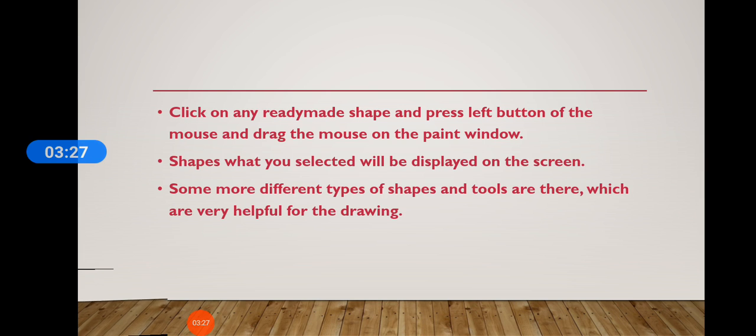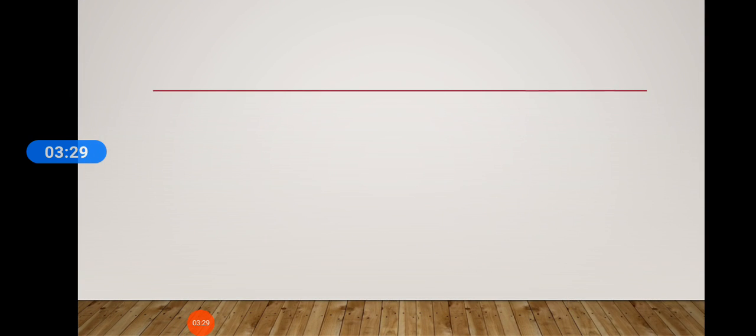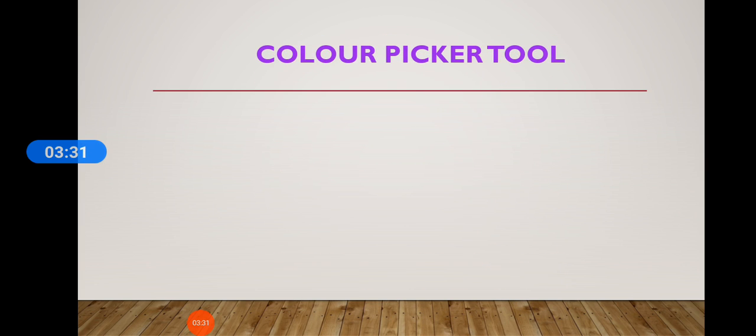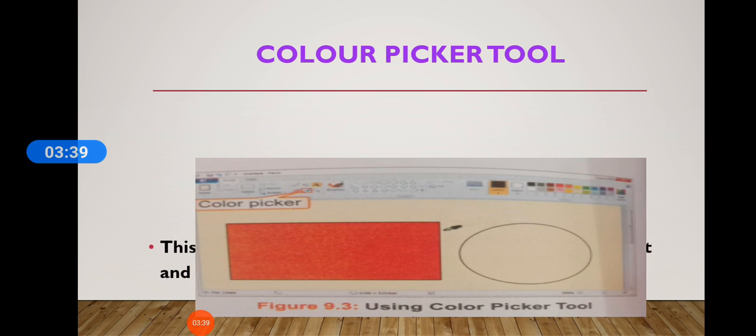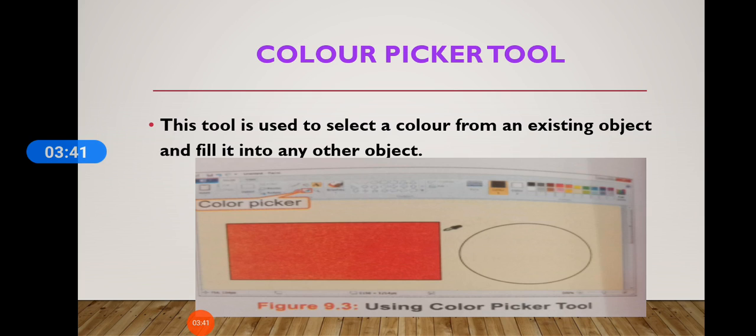Now children, we will come to the next topic. Our next topic is the color picker tool. The color picker tool is a very useful tool to select a color from an existing object and fill it into any other object. Here also we have to follow the steps, then only we will come to know how the color picker tool can be used.